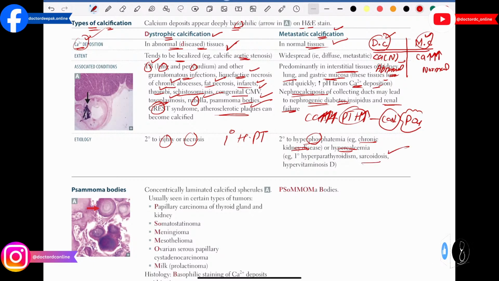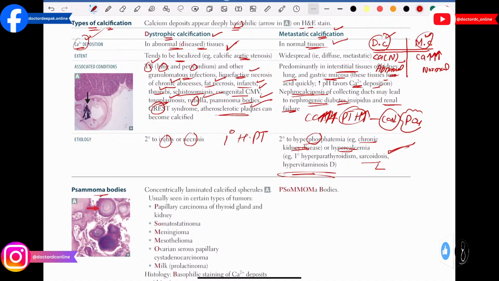Then we have the sarcoidosis. In the sarcoidosis, we also know that there is a large amount of production of calcium. Then hypervitamin D: if you take the vitamin D more, that will lead to an increased amount of calcium in your body. So these are the examples, or these are the causes, in which you get the metastatic calcification.